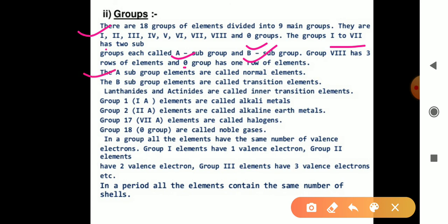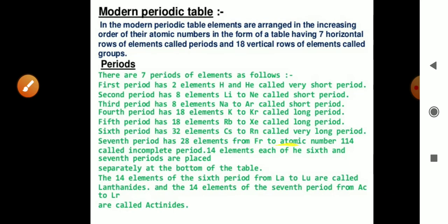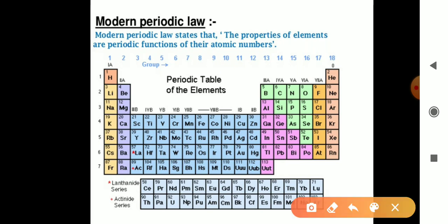The A subgroup elements are called normal elements, and B subgroup elements are called transition elements. So we can see in the table. So this is the table now. Total groups are 18, the last one is 18. Now these are classified into Roman numbers, Roman 1 to 7, 1 to 8, and one more is there, 0.